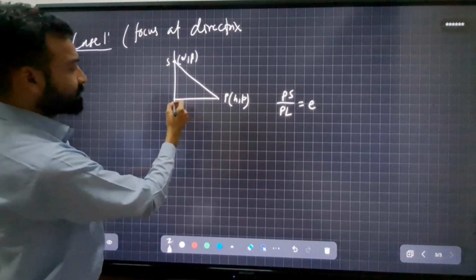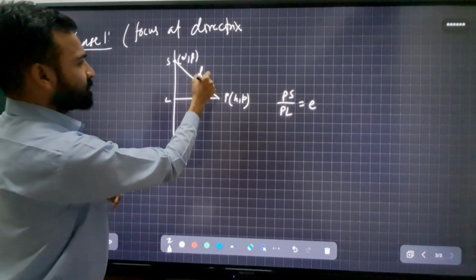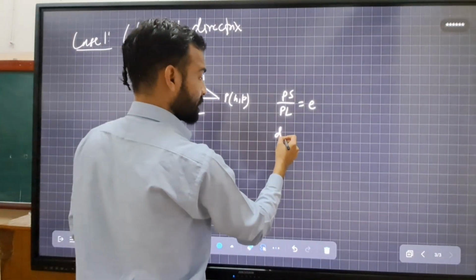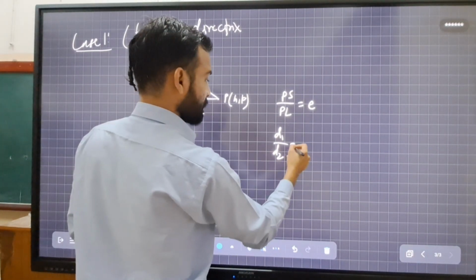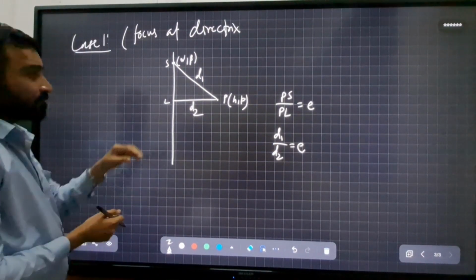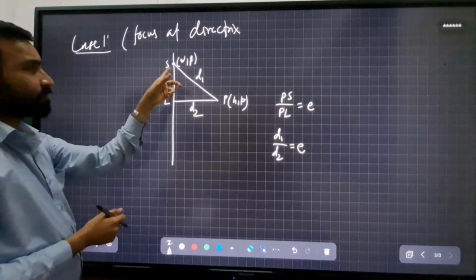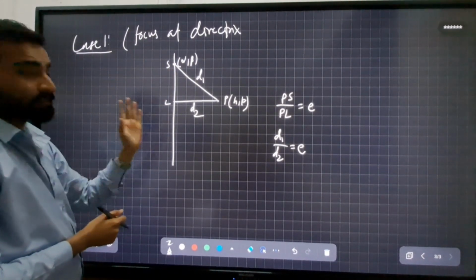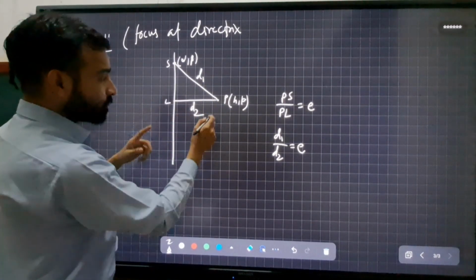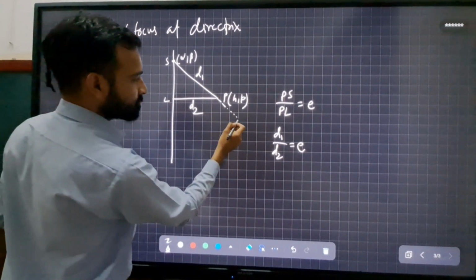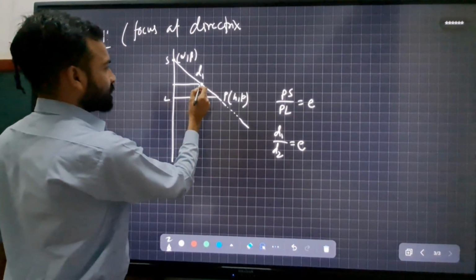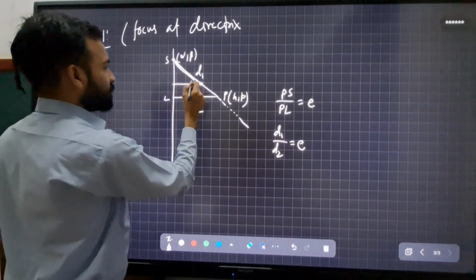But here as you can see, PS, this PL. So suppose PS is d1, PL is d2, right? That means I am talking about d1 by d2 is equal to e. So the ratio of the distances here also is e. But in this case, because the focus is lying on this directrix, the focus is a fixed point, the directrix is also fixed, only this point is variable. So we can move this point only along this line. Now if you see, if I take this point here, the ratio of these lines also will be constant. How?